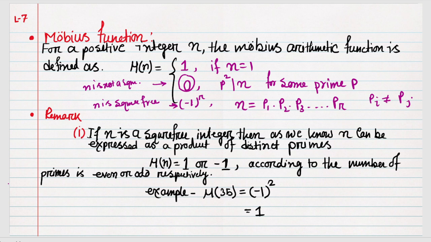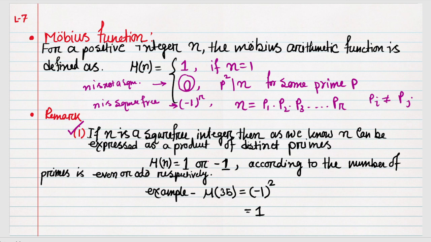Now in the Möbius function also we will have some remarks. If n is a square free integer, then as we know n can be expressed as a product of distinct primes. That means mu of n equals 1 or minus 1. The value of mu of n depends upon two values, 1 or minus 1, according to whether the number of primes is even or odd respectively.